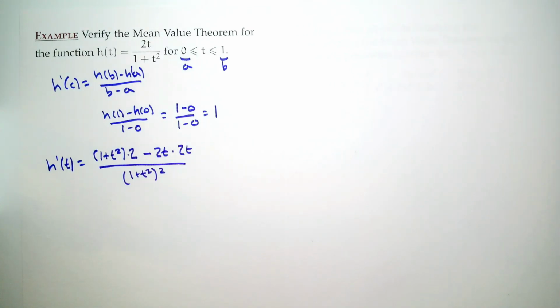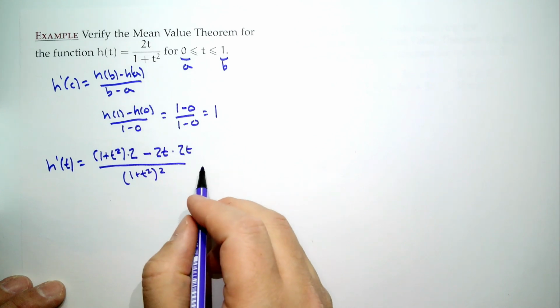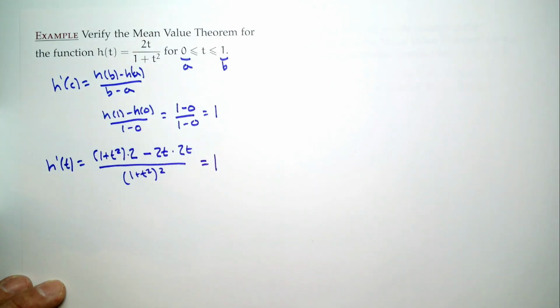Okay, so remember, what are we after? We are after some value of t where our derivative doesn't equal 0, it equals the average. So we want to set this equal to 1. So if we can find some t where this is true, then success. All right. Well, I hope we find such a t. That would be great.